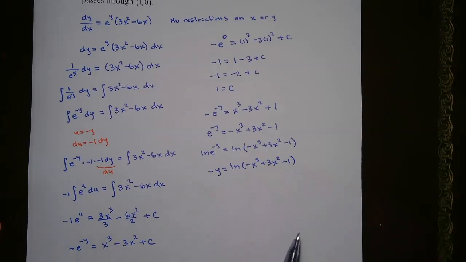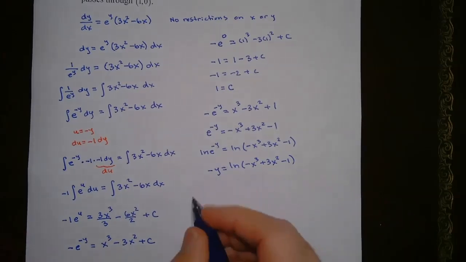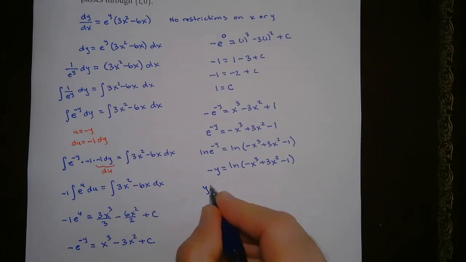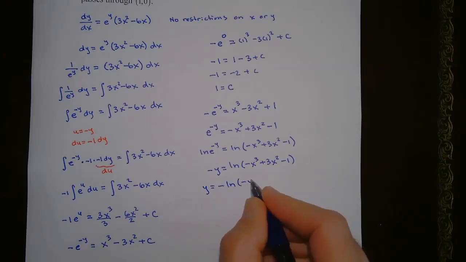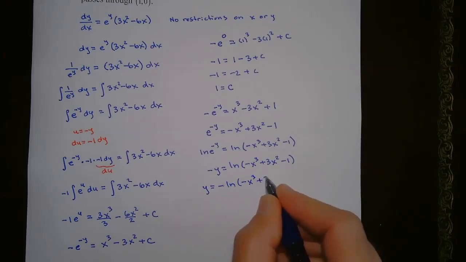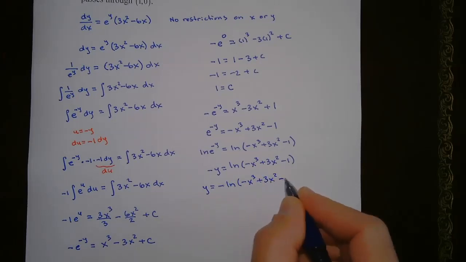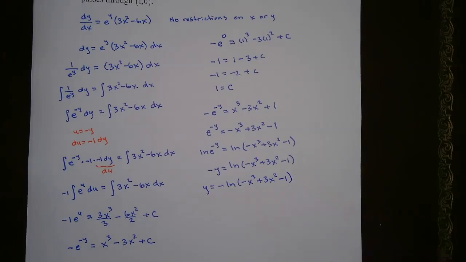Now, how do we solve this for y? Well, multiply both sides by -1. So y is equal to negative natural log of -x cubed plus 3x squared minus 1. All right, now, are there restrictions on this? Okay, so that's my particular solution to this. It's y equals negative natural log of -x cubed plus 3x squared minus 1. All right, are there any restrictions on this?